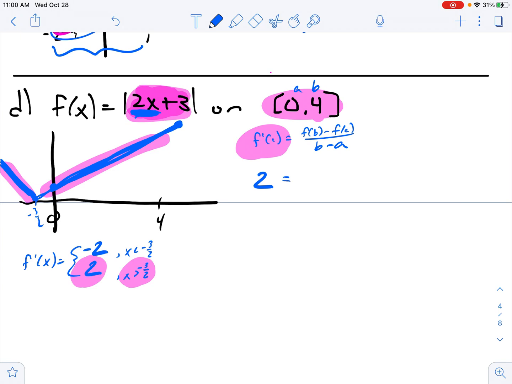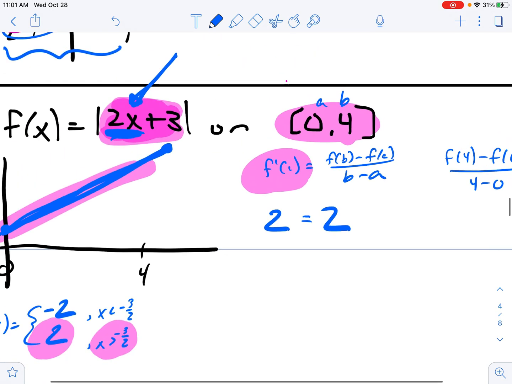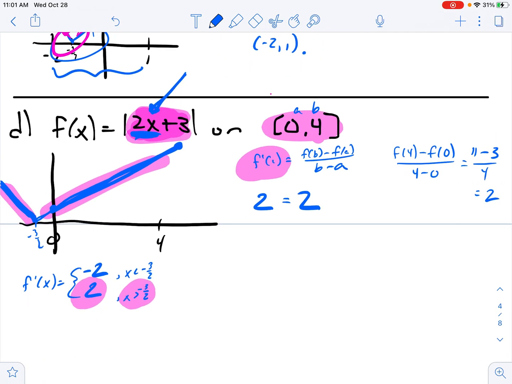Now on the right, we're looking for the average rate of change. So we want f of 4 minus f of 0 over 4 minus 0. So something over 4. If I plug 4 in, we get 2 times 4 is 8, plus 3 is 11. If I plug 0 in for x, we get 3. That's 8 over 4 is 2. And what do you notice? We get back 2 equals 2. There is no place to even plug the letter c.